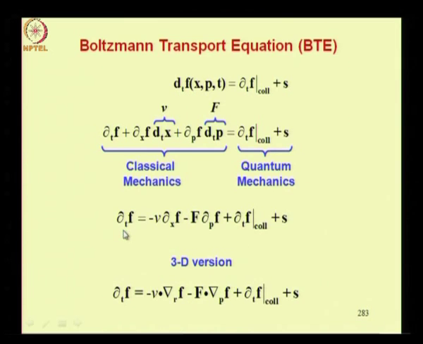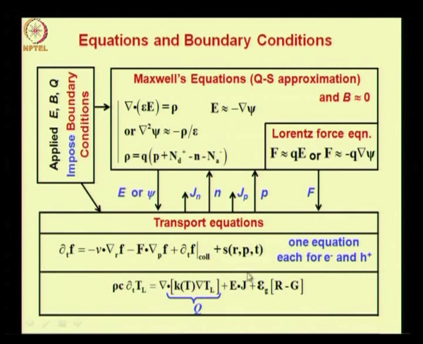In one dimensional form, this equation was written like this, and in the 3D version in this form. Now if you include the Boltzmann transport equation, then your equations and boundary conditions picture looks like this. So you have one Boltzmann transport equation for electrons and another one for holes, and you need the heat flux equation also, because the distribution function depends on the carrier temperature, and if you want to solve for carrier temperature, you need the lattice temperature, and that is what is solved for using this equation.